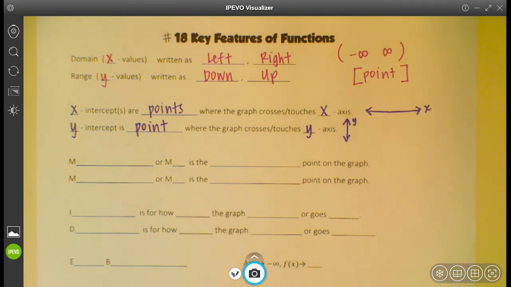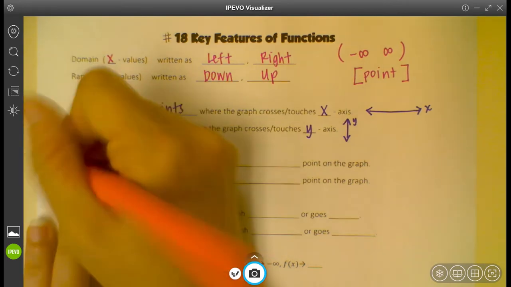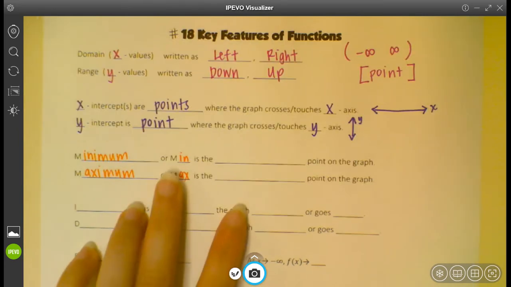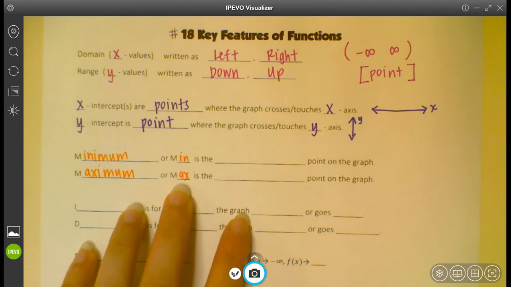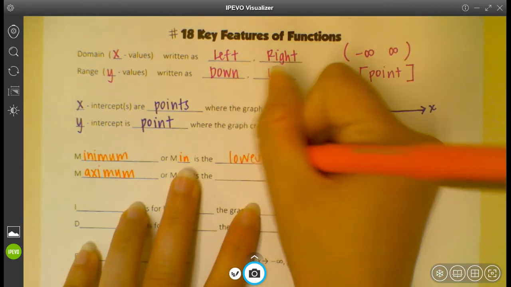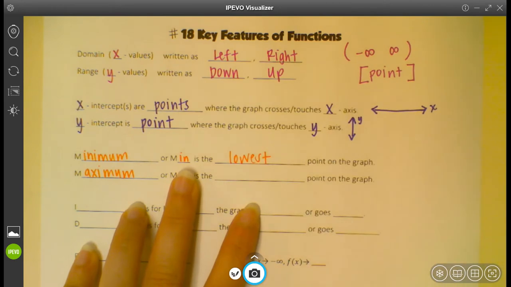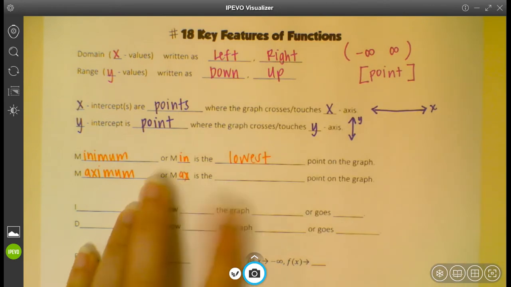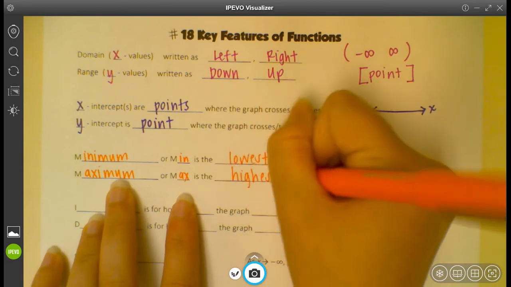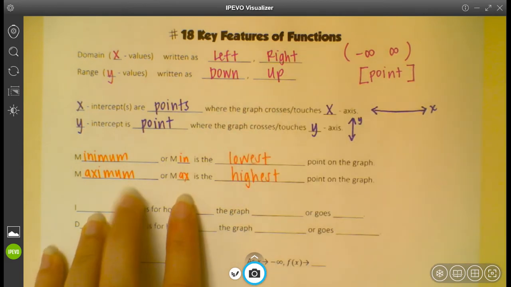All right, the next key features are called minimums or maximums. So a minimum or maximum, min for short or max for short. A minimum is the lowest possible point on your graph, hence why we call it a minimum. And a maximum is the highest point on your graph, hence why we call it the maximum.